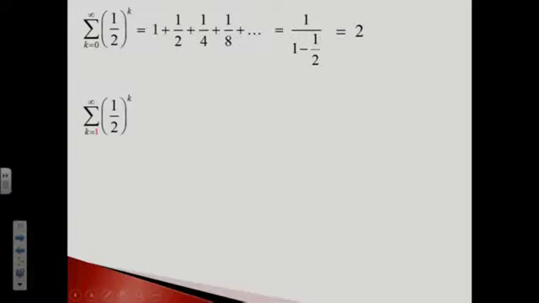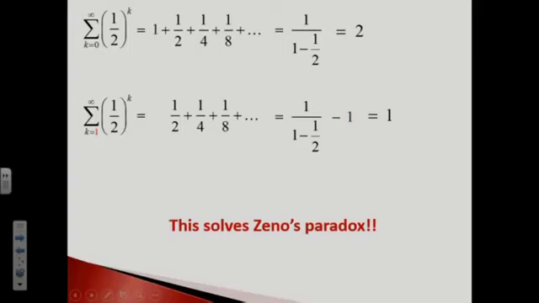What happens if the series starts from k equals 1? We see that the first term is now 1/2 instead of 1. To find its sum, we must subtract 1 from the sum of the above series. The sum of this series is 1. The second series shows Zeno's paradox we have mentioned previously. Although infinitely many terms are added up, their sum is exactly 1.